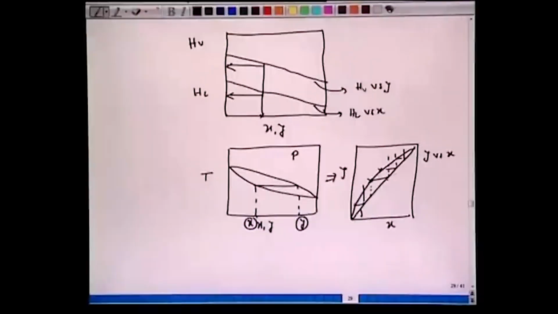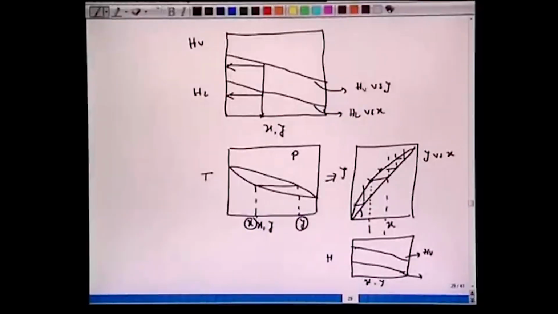Now here also, if we take the projections of X and Y and construct this HXY diagram, which we have done right here, this would be the HV curve, and this would be HL. If we take the projection here for Y on HV, and the projection for coordinate X on HL, and connect these two, this will become our tie line. So now let's go back to this figure and the figure here. For this Y and X at this temperature, this is the tie line.